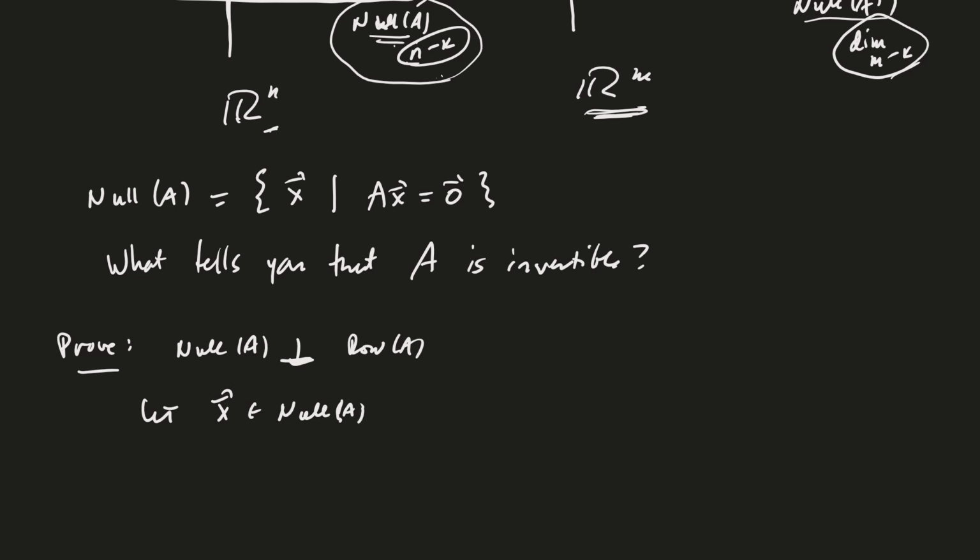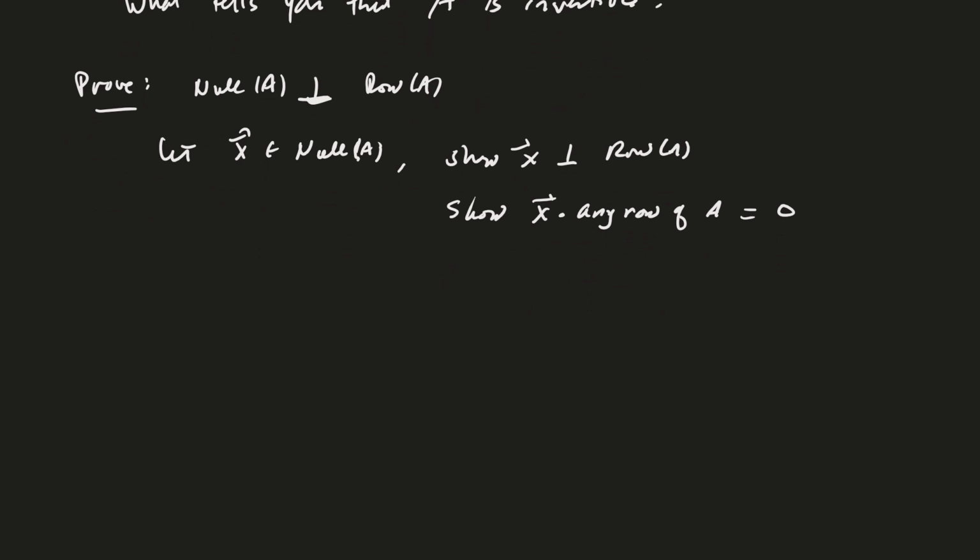And then what will I show? Well, let's put it another way. What I want to do is show that x is orthogonal to the row space of A. So one way to do that is I can show that x dot any row of A is equal to 0. Good. And so let's see if we can show that.